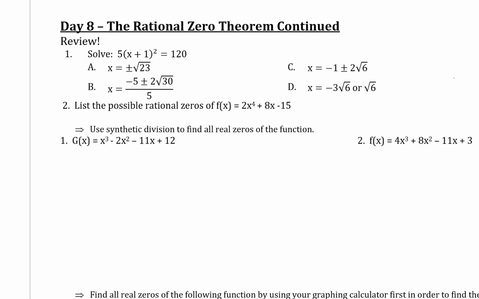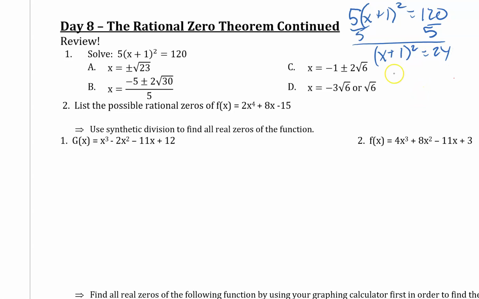We're going to solve the equation 5 times the quantity x plus 1 squared equals 120. So the first thing we need to do is divide both sides by 5 to get rid of that common factor, so we have x plus 1 squared equals 24. We could take the square root of each side instead of multiplying everything out and then finding roots. The square root of x plus 1 squared is x plus 1.